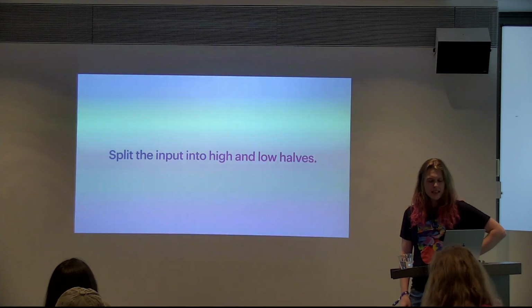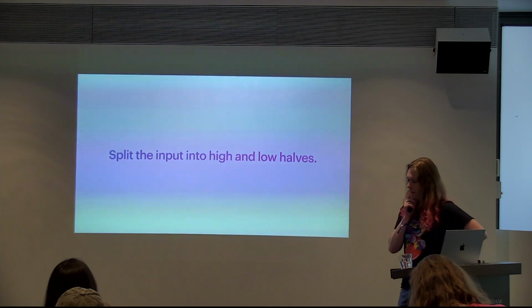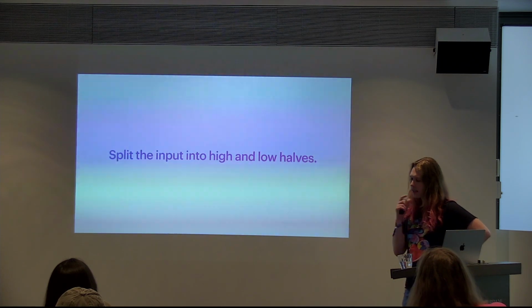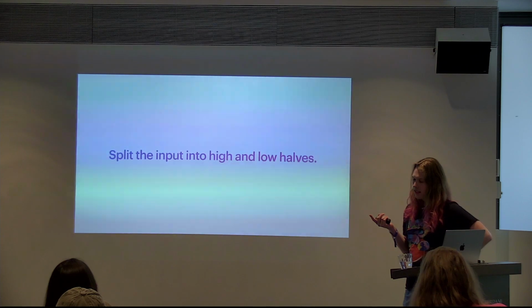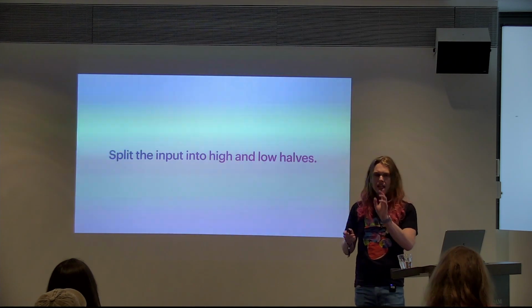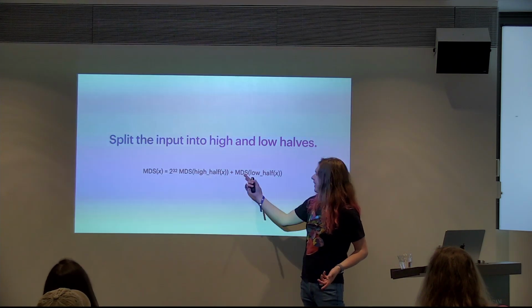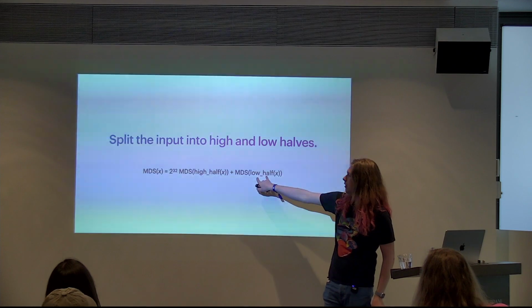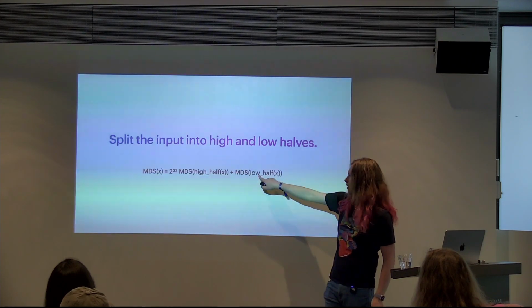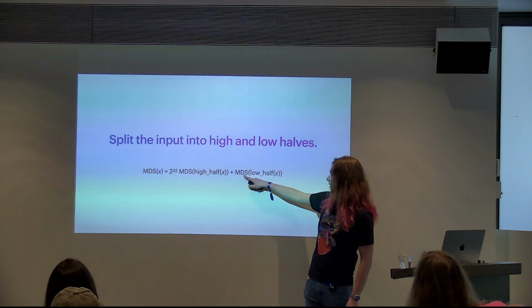And the last thing that I will say if you're doing this kind of thing is with this kind of matrix multiplication, you can separate out the high and low halves of the input. What I mean by that is basically this equation, right? Just by linearity, if you extract the low half of each element of x, this is just a vector of 32-bit integers now, you can apply the MDS matrix.